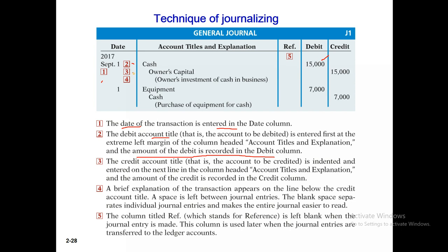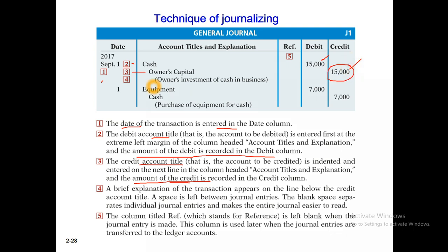And also number three, this is owner's capital. This is our credit account title. For this, the amount of the credit is recorded in the credit column. That means this is our credit column. Thus, this is the amount of the credit.